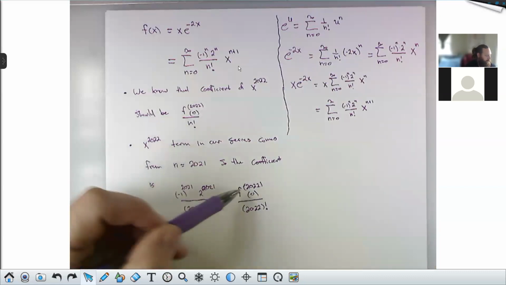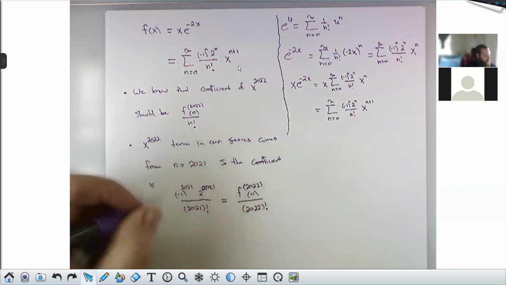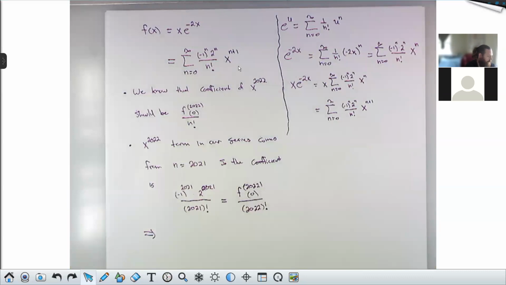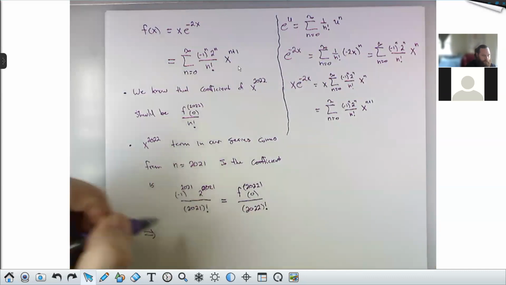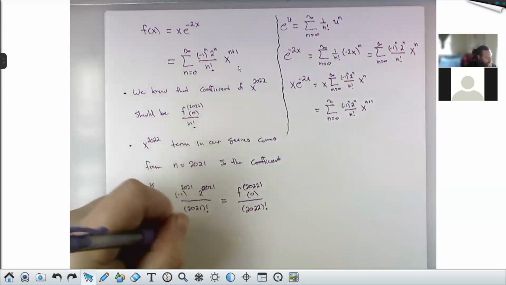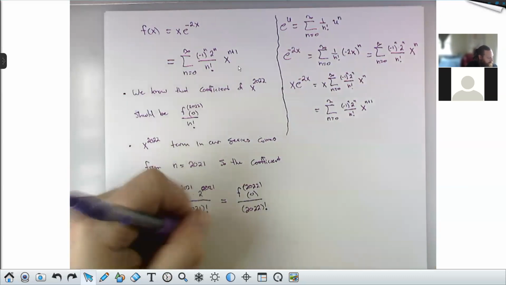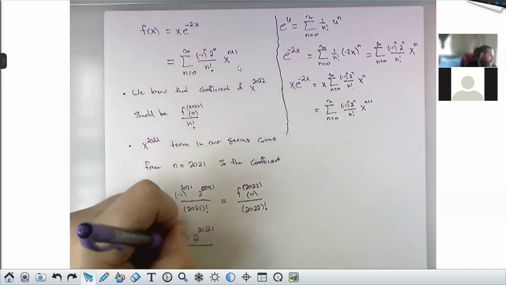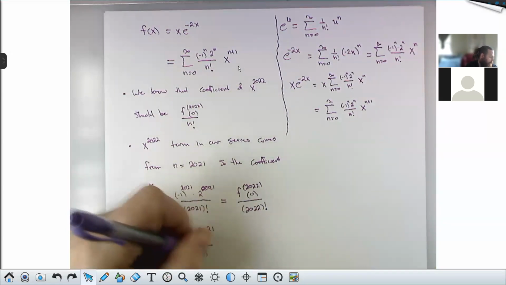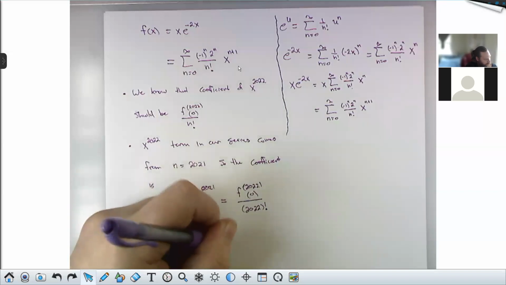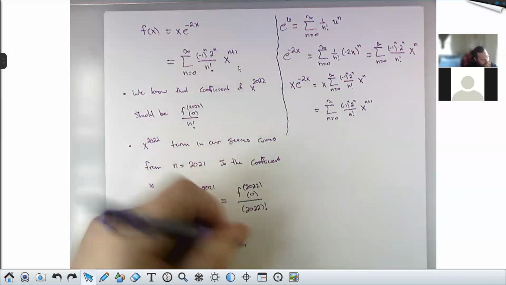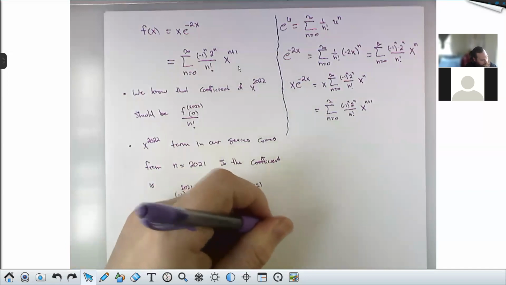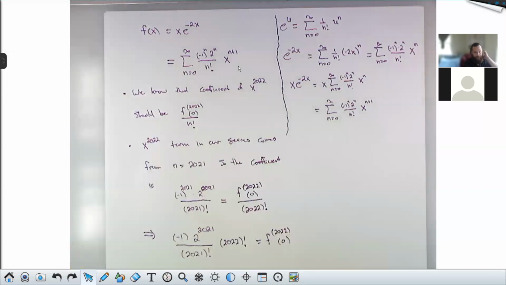And now it's just a matter of solving for the piece that I want, which is this derivative here. So I can multiply both sides by 2022 factorial. Negative 1 to the 2021 is just negative 1 because 2021 is odd. We have here 2 raised to the 2021 power over 2021 factorial, and then I multiply over by that 2022 factorial, and that will give me f^(2022) at 0.